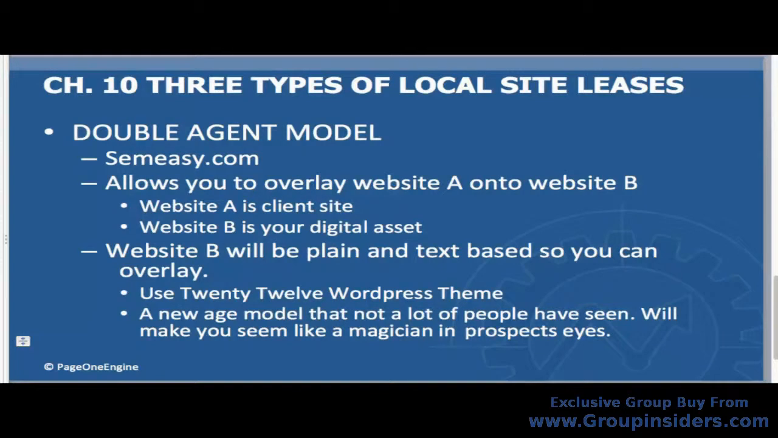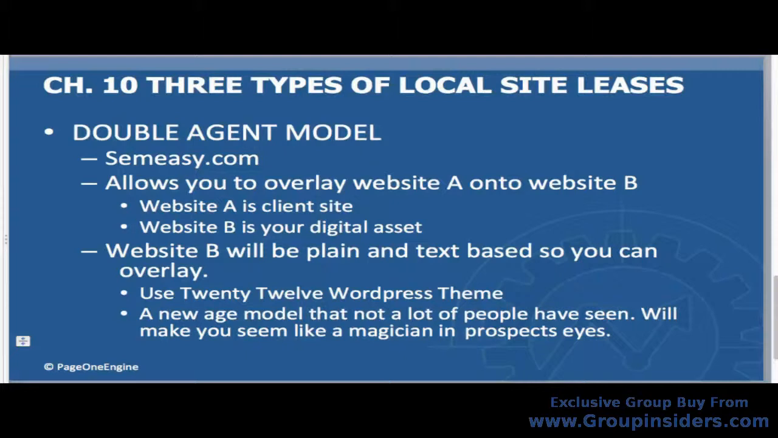The next model is actually my favorite model because of how lucrative it can be and how awesome it is. The double agent model is where you overlay the plugin double agent onto your website. Now you can purchase this plugin from semeasy.com. So basically, if you have your digital asset, let's call this website B, you can overlay website A, which is your client's website, onto your website. So the user will see the client's site instead of yours.